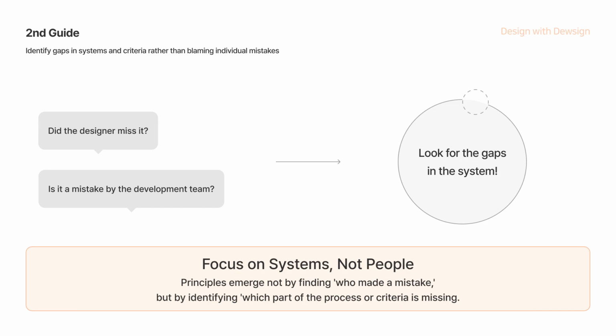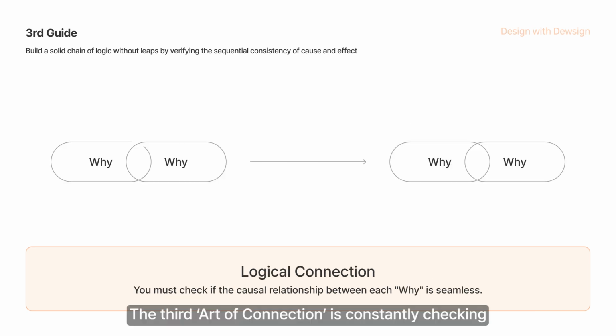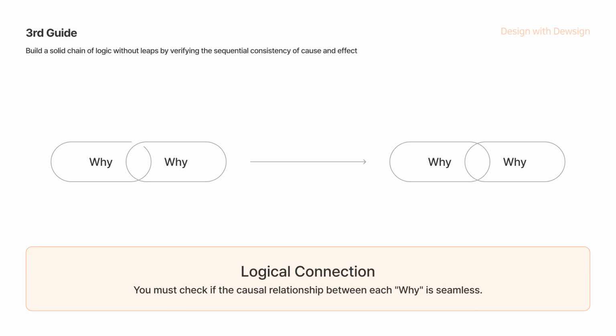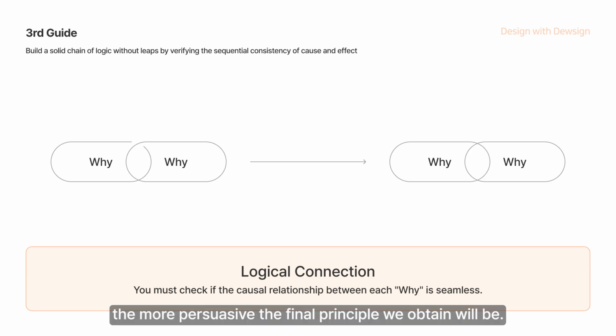The third art of connection is constantly checking if the causality between each step is seamless. You must examine whether the previous answer serves as a solid ground for the next question and ensure the logic doesn't suddenly jump. Instead of making assumptions like, well, I guess it's probably because of this, the causality must be rock solid, stating, because of this, the following question arises. The stronger this chain of logic is, the more persuasive the final principle we obtain will be.